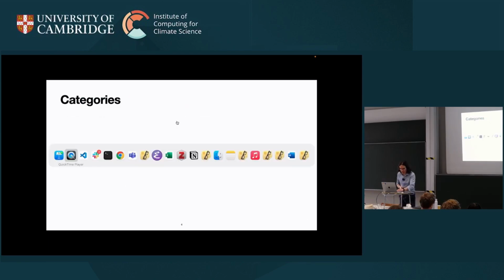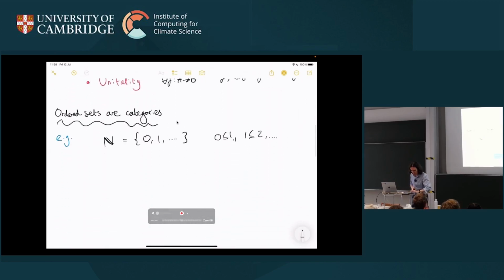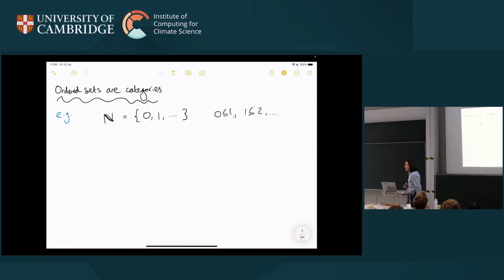Let's go to an example, which is based on ordered sets. So any set of anything which has some kind of ordering can also be thought of as a category. So let's take the natural numbers, 0, 1, and so on and so forth. It has an ordering less than or equal to, which we're going to use here. So 0 is less than or equal to 1, 1 is less than or equal to 2, and so on.